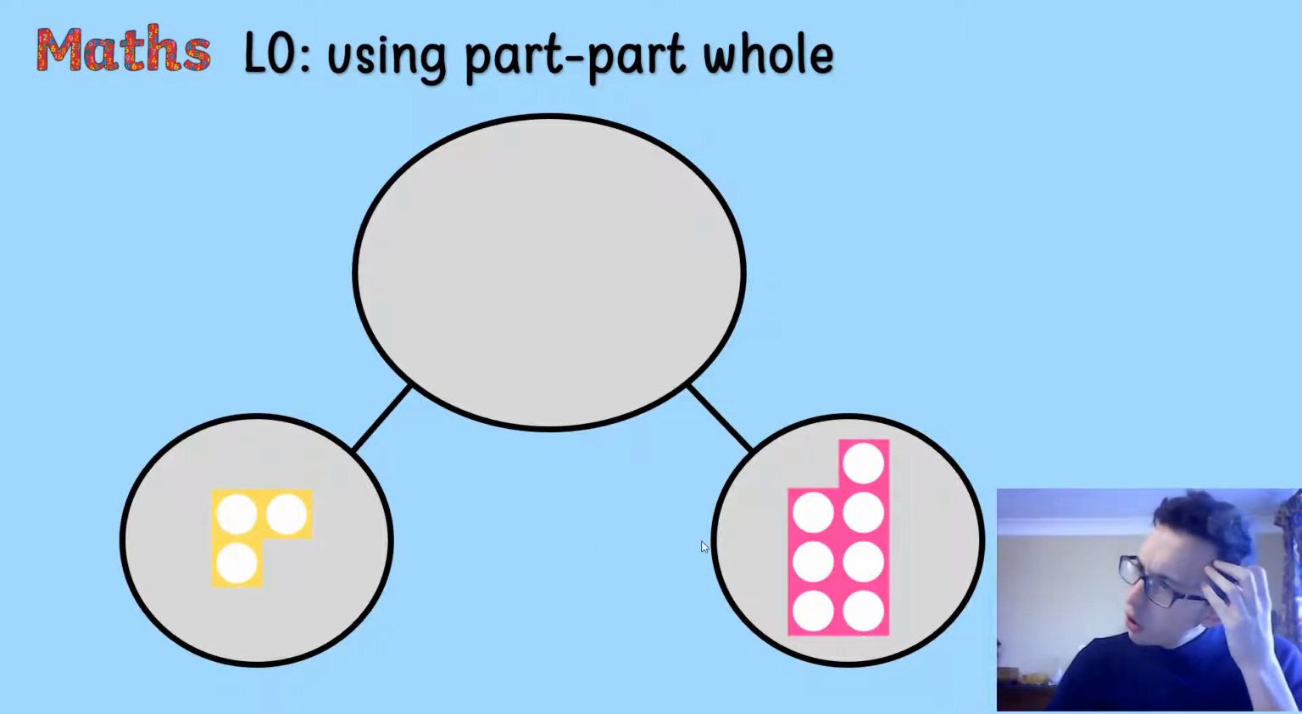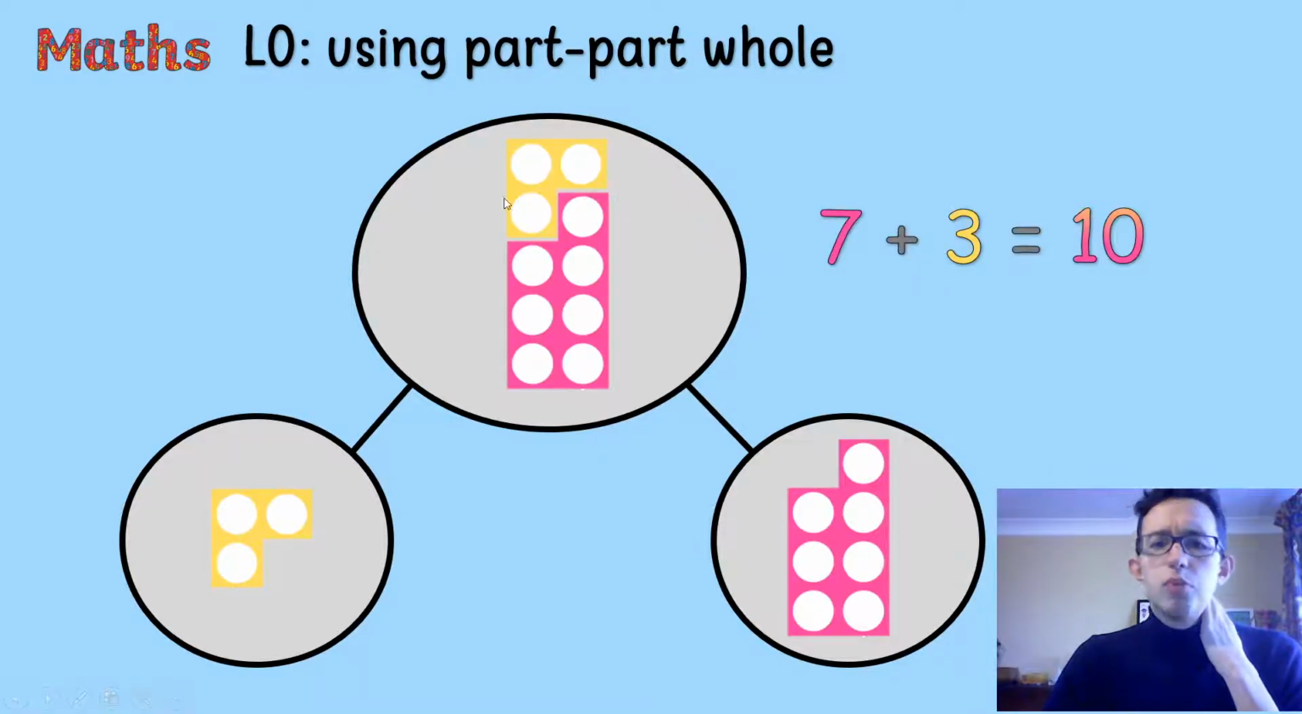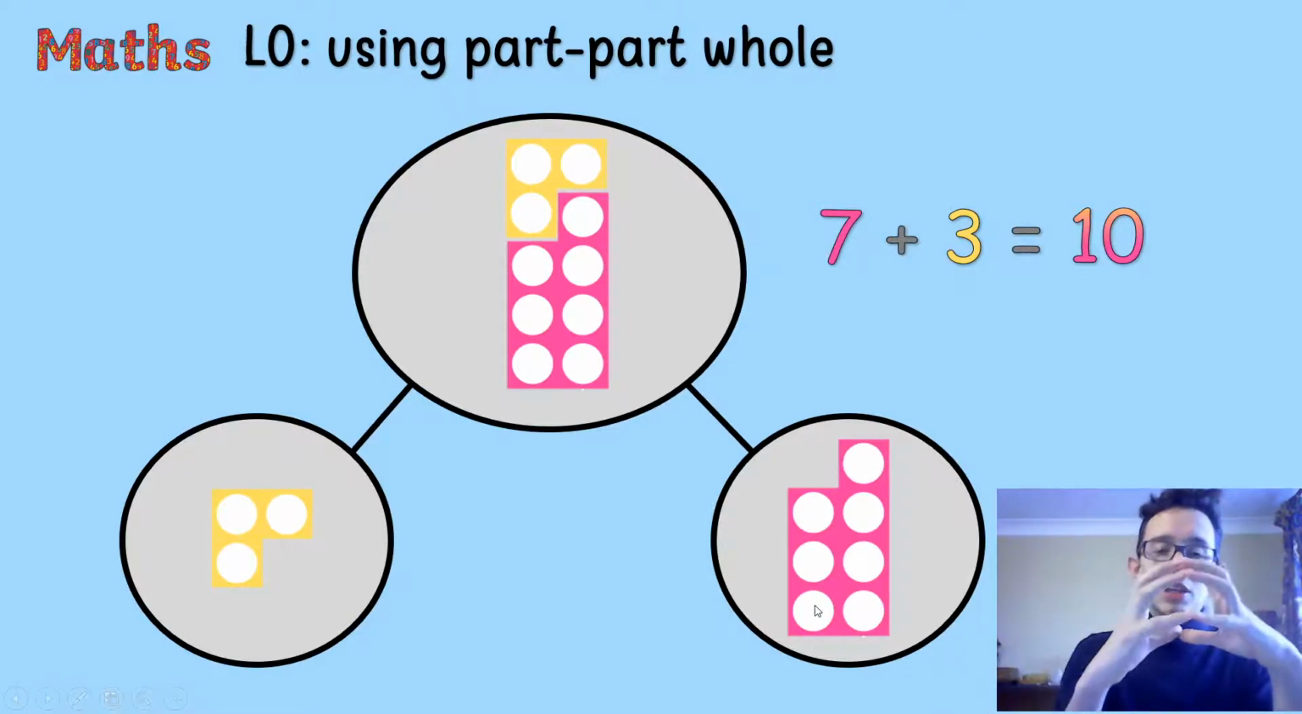What is that? 3 and 7 makes... we've put them together. 3 and 7 makes 10. And just to check, we go 1, 2, 3, 4, 5, 6, 7, 8, 9, 10. So you can see that we've got a part here, which is the smaller part, a bigger part, which is 7, and they go together to make the whole number, which is 10, and we've added those together.